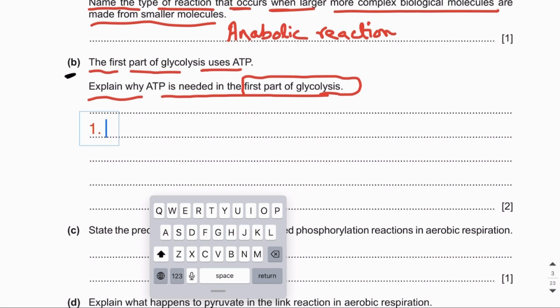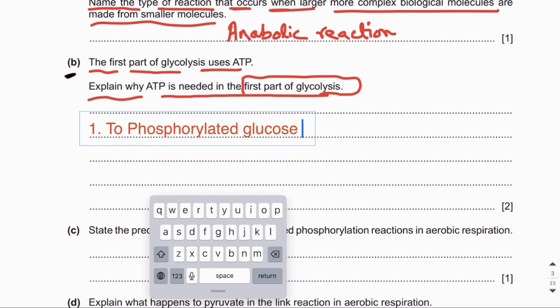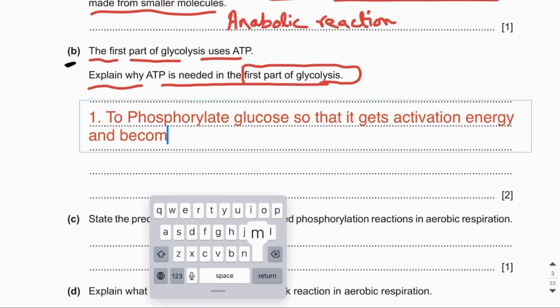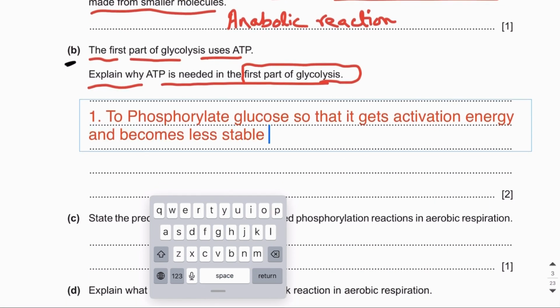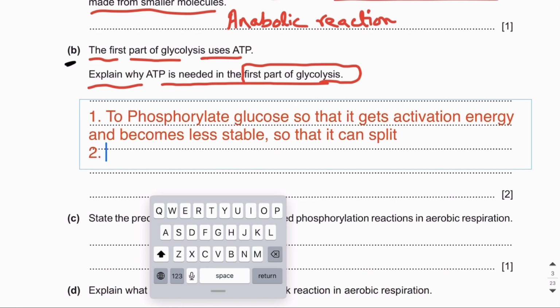So ATP is used to phosphorylate glucose so that it gets activation energy and becomes less stable, so that it can split, because glycolysis is splitting of glucose into 2 molecules of triose phosphate, right?